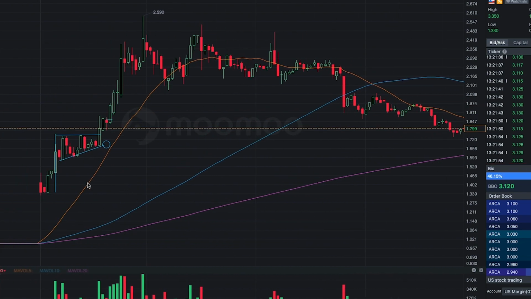So moving on here, you guys can see these lines. These are what you call moving average lines. So what they do is they act as support and resistance lines.